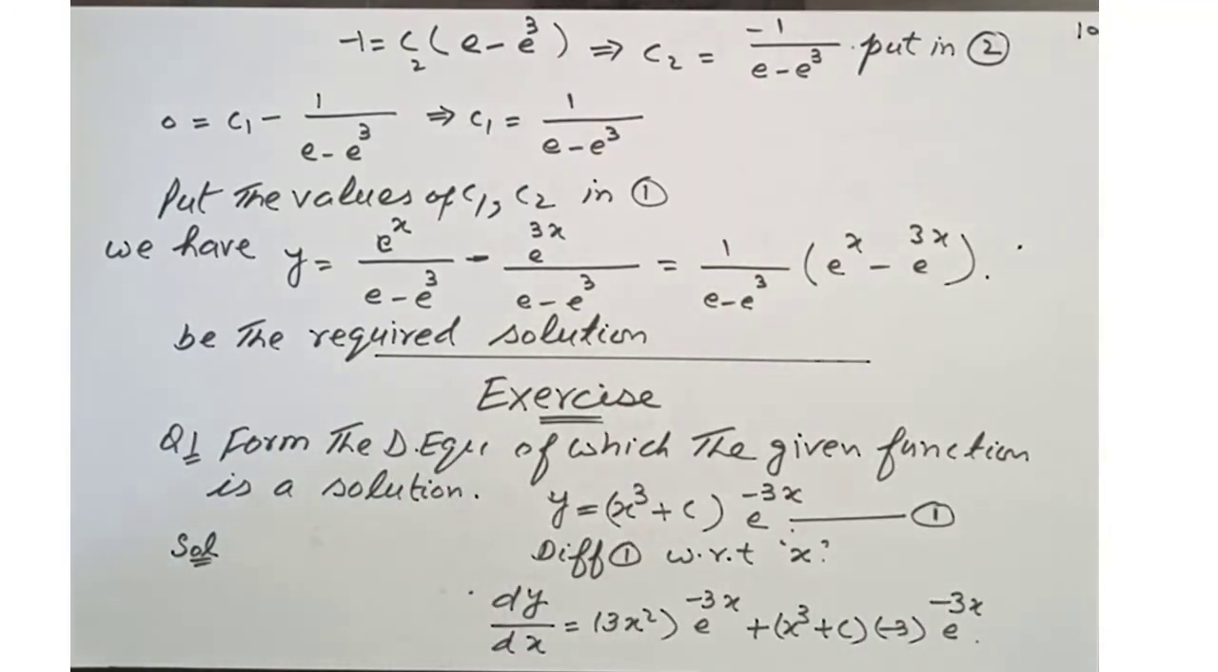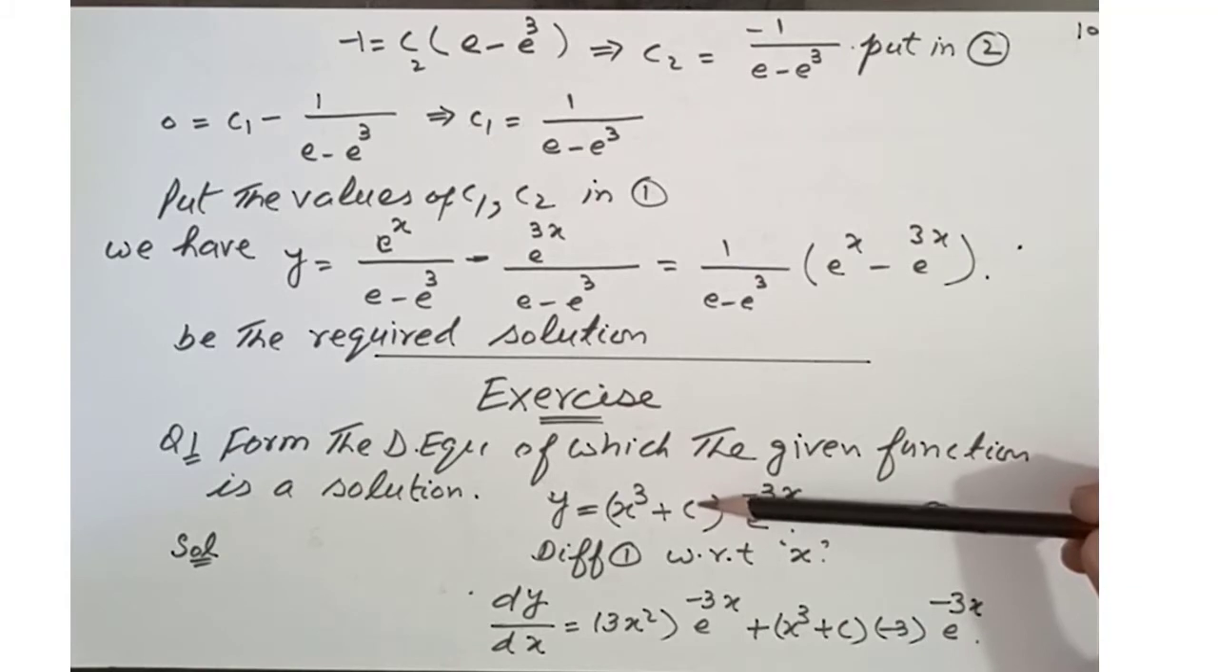Now we start the exercise. How do we find the solution of the given equation? We start the exercise. Question 1. Form the differential equation of which the given function is a solution. This is the given function. We have to find the differential equation. So we see there is only one constant, that is c.